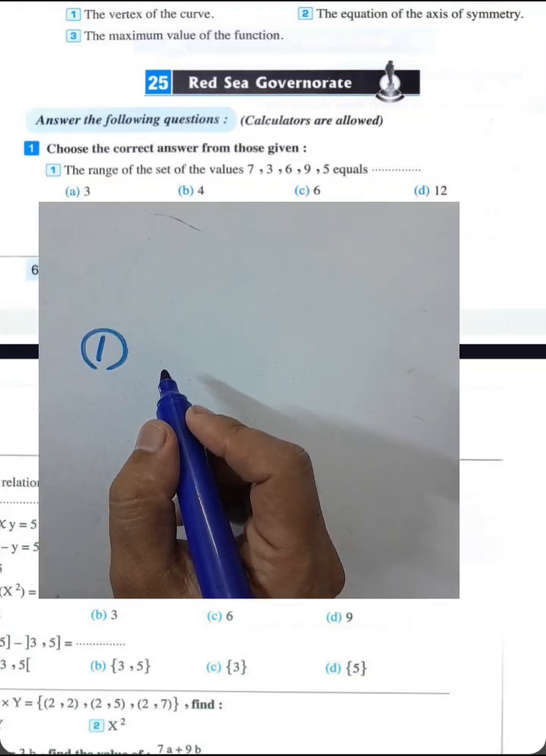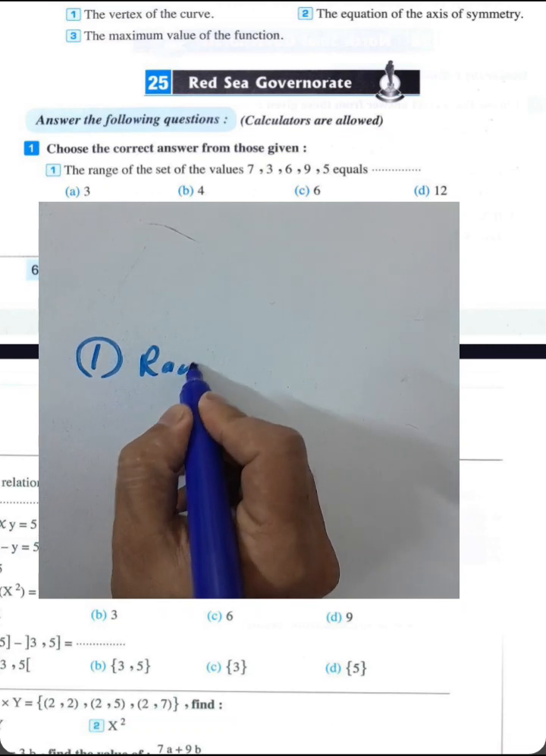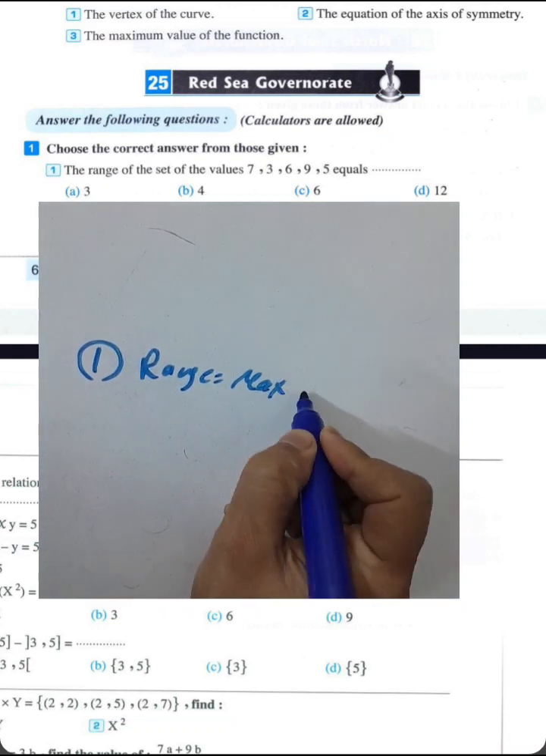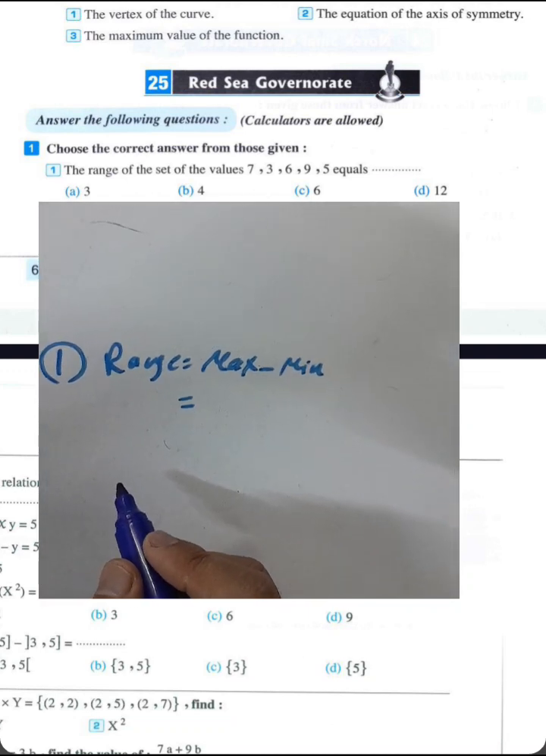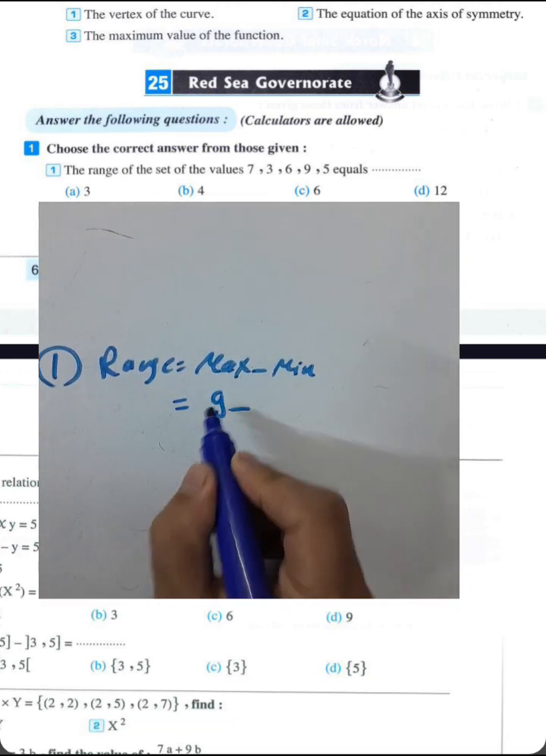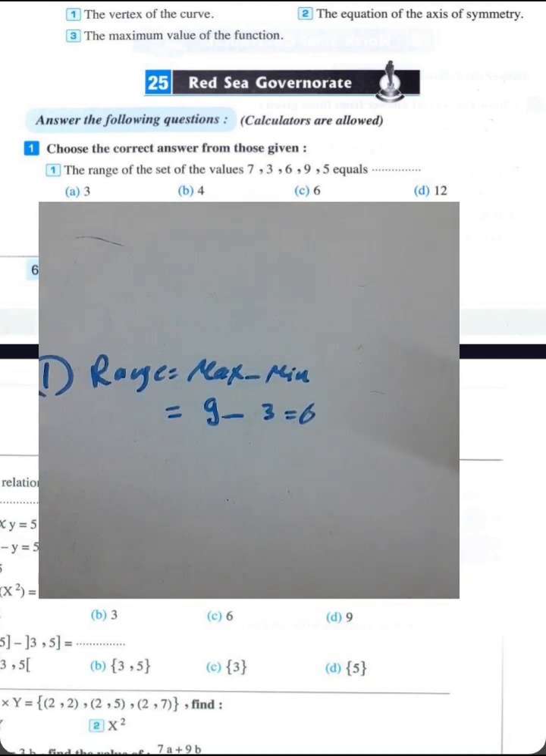The range of the set of values 7, 3, 6, 9, 5 equals... We know the range equals maximum subtract minimum. The maximum value here was 9 and the minimum value was 3. 9 minus 3 equals 6. Question number 2.